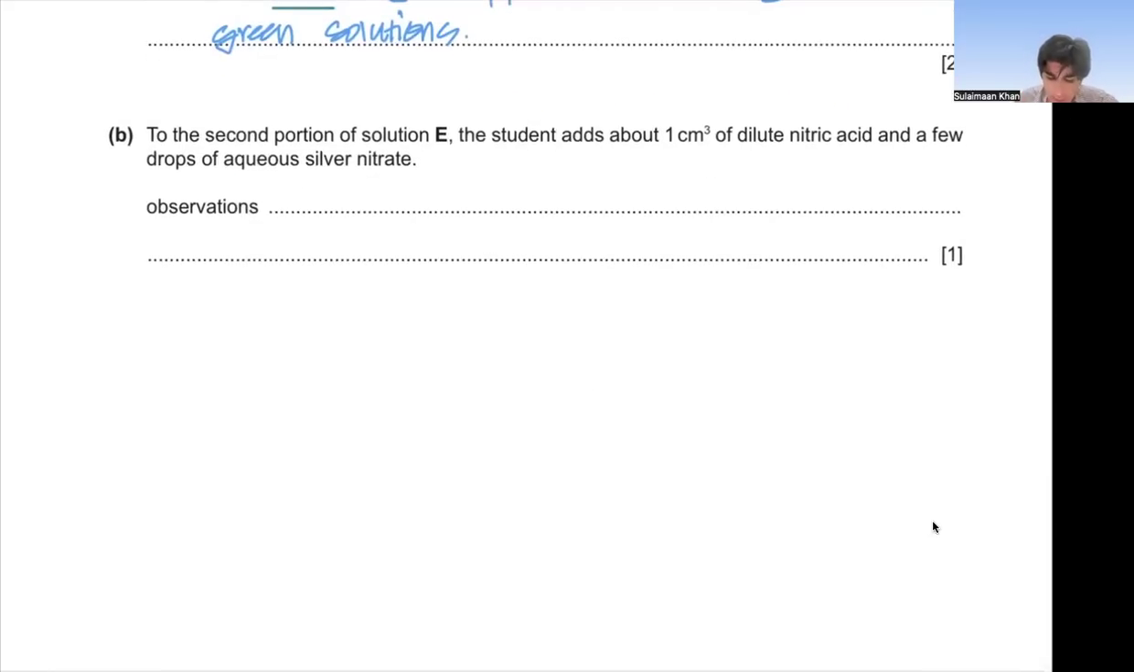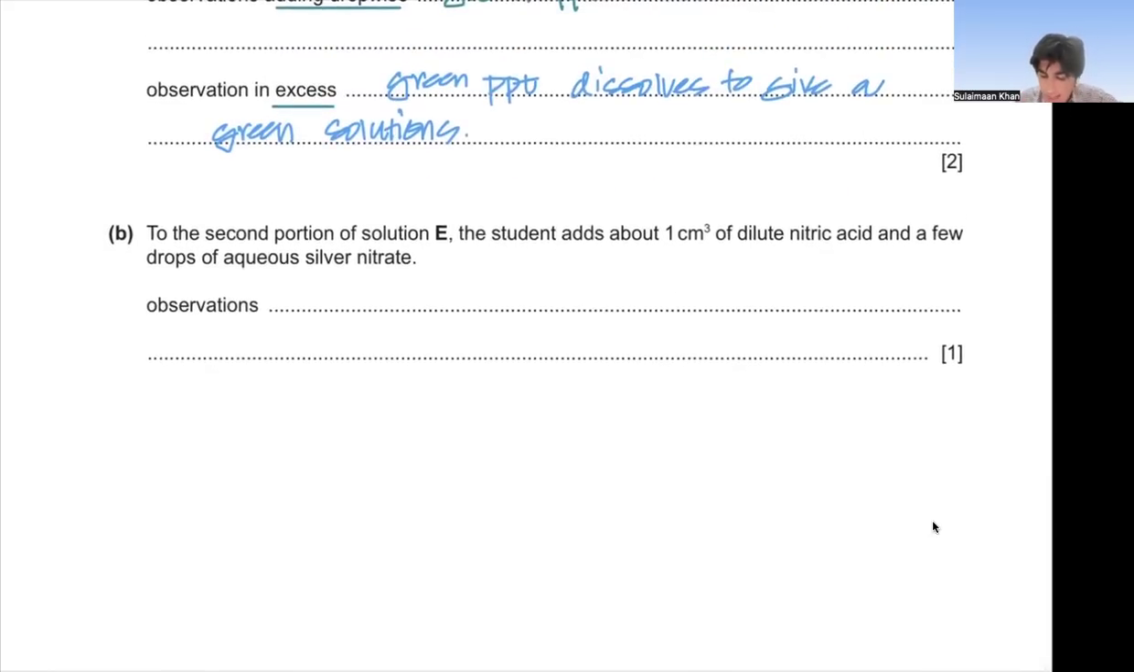To the second portion of solution E, the student adds 1 centimeter cube of dilute nitric acid followed by a few drops of aqueous silver nitrate. This is definitely a test for what? The halide ions. All the halide ions have the same test. You add dilute nitric acid, and yes, this table is given. You add dilute nitric acid, and then you add silver nitrate, because silver halides are insoluble.